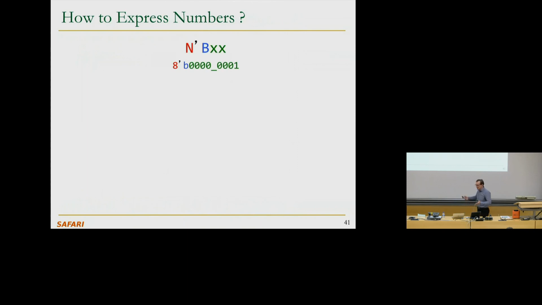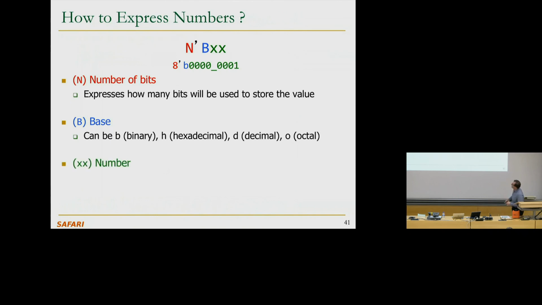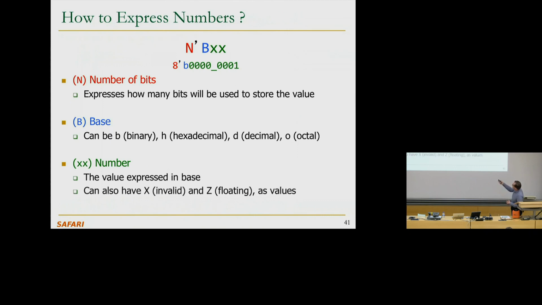Okay, how do you express numbers? This is a bit boring, but it's important. Basically, you specify the number of bits. Well, clearly we said it specifies how many bits are used to store the value. Specify the base. So you may want to have a hexadecimal, binary, decimal, or octal. You specify the number after that, over here, the value expressed in the base.